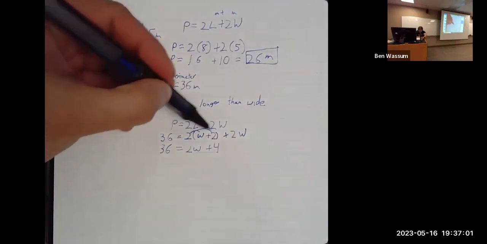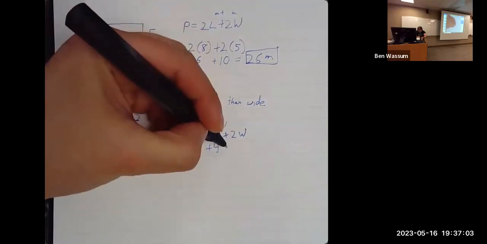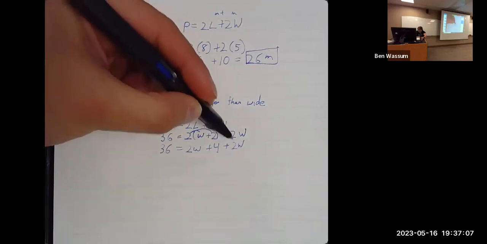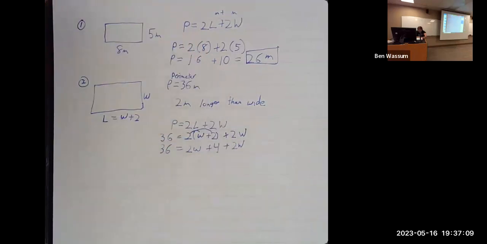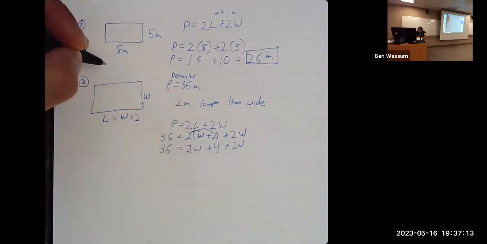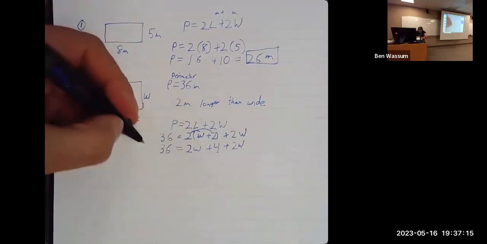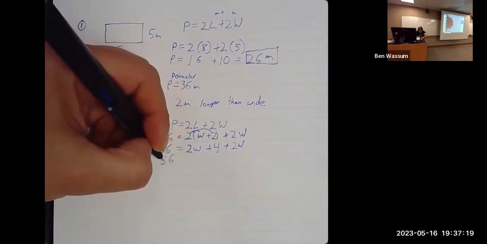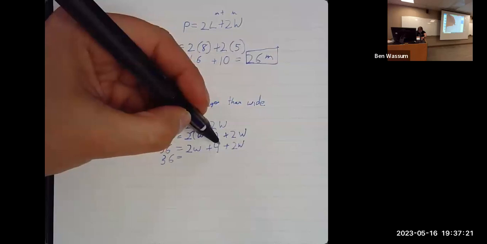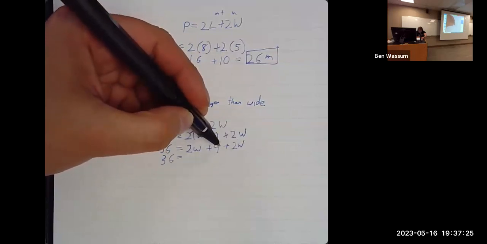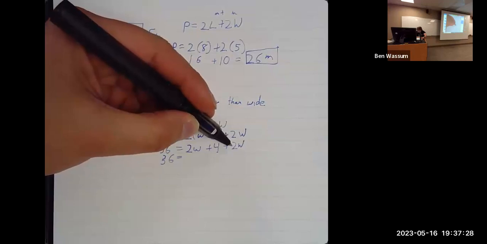And now we don't have a set of parentheses anymore. We do still have that plus 2W trailing down from our original formula. Now, I haven't covered like terms quite yet, I don't think, at least not to the extent I'd like. But the idea here is that I have 2 W's and another 2 W's.